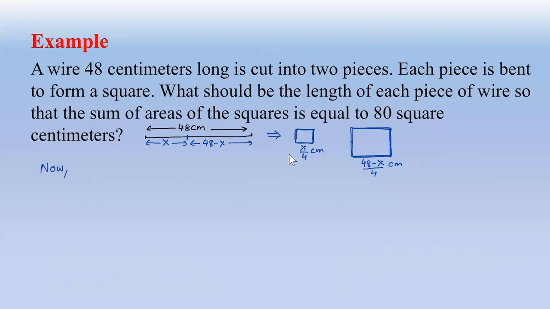Area of the first square: to find the area of the square, we square the side, X over 4. So it will be (X over 4) squared. Similarly, the area of this one is (48 minus X) divided by 4, squared. So if we find the area like that and add them together, with an addition plus sign in the middle, the total will be 80.